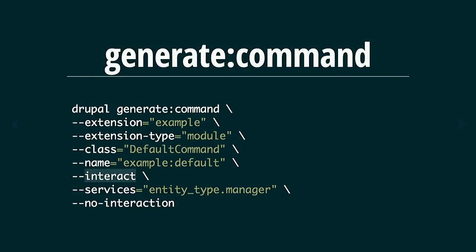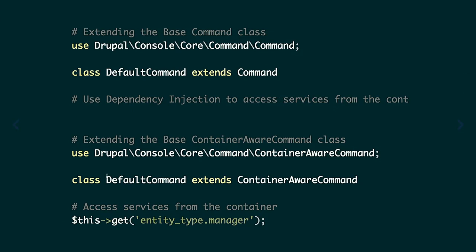If you don't want to add interaction, you don't have to use this flag, and then that method won't be added to your command class. And again, my command extends the command-based class. The difference between the command and the container-aware command class is that instead of running this one, you use the container-aware command class. Then within any method of your command, you will be able to do something like this, and then get, and that will get any service from the container. Again, don't do this. This is dangerous.